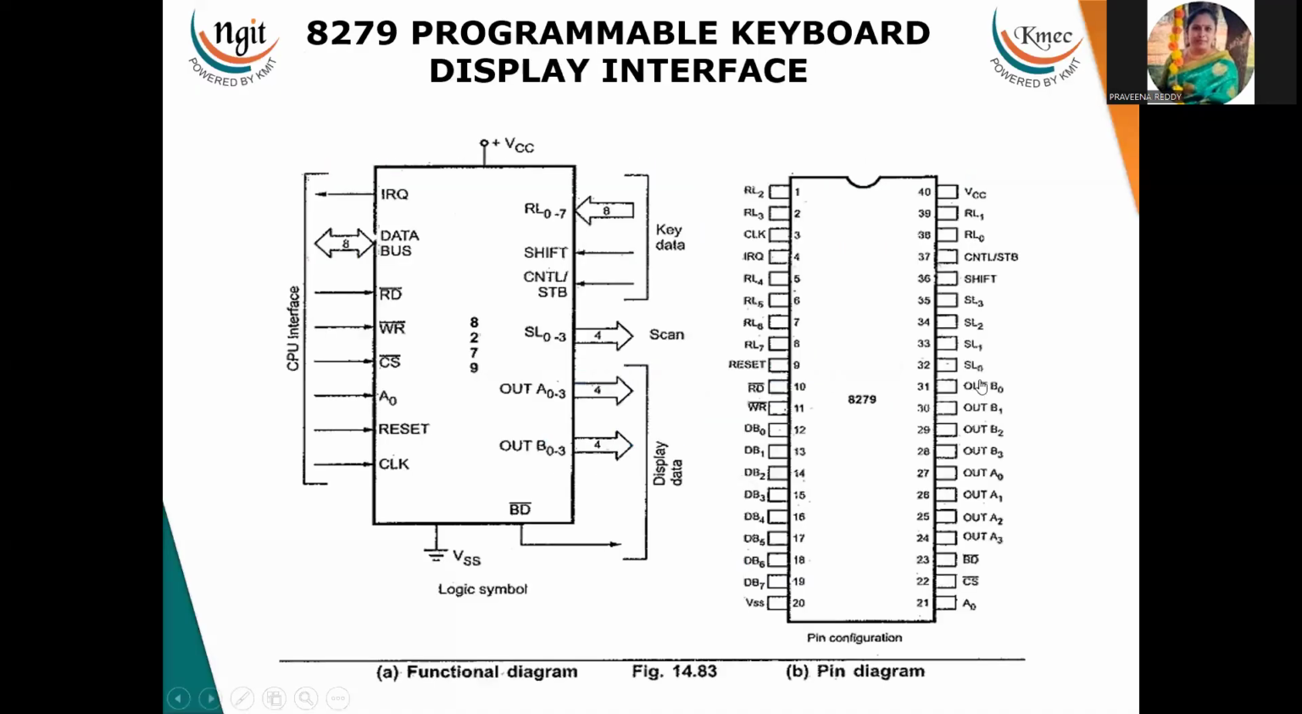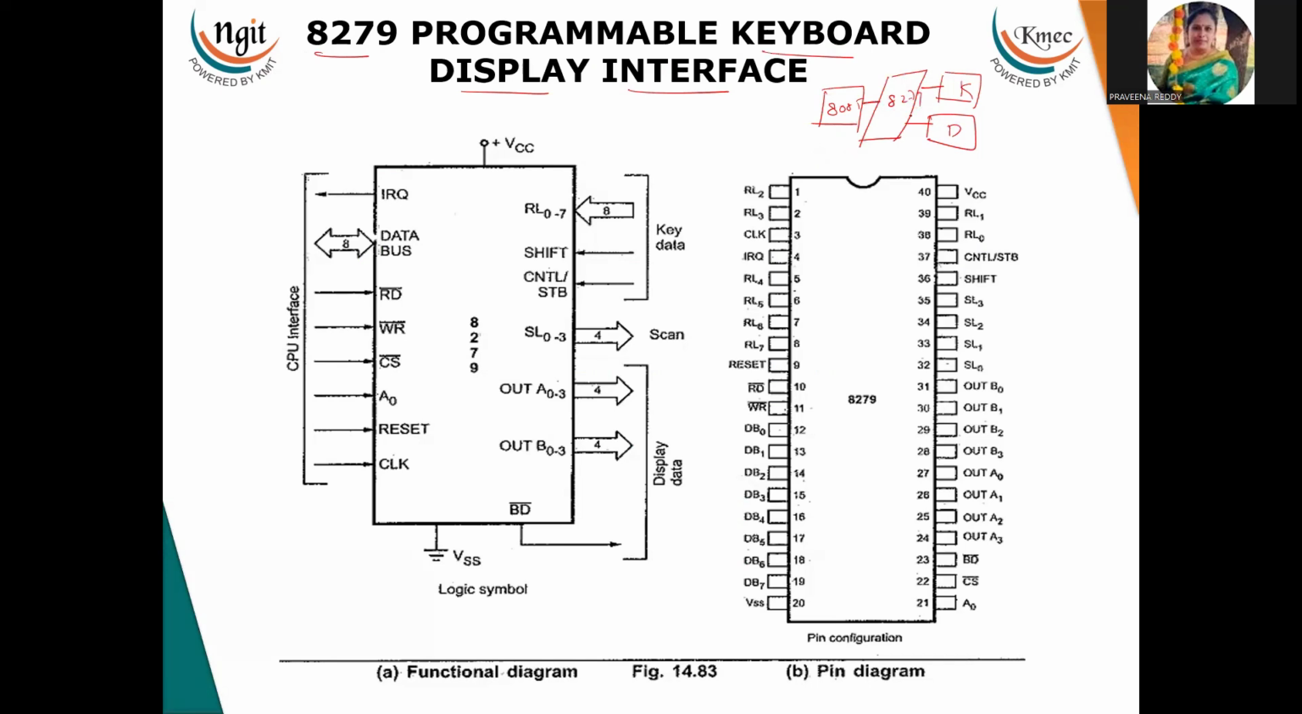Here we will study the 8279 Programmable Keyboard Display Interface. This 8279 is used to interface the keyboard and display to the 8085. Here this is the 8085, this is the keyboard and this is the display. These two are not directly connected to the 8085. In between, they are connected to the 8279, and the 8279 is connected to the 8085.